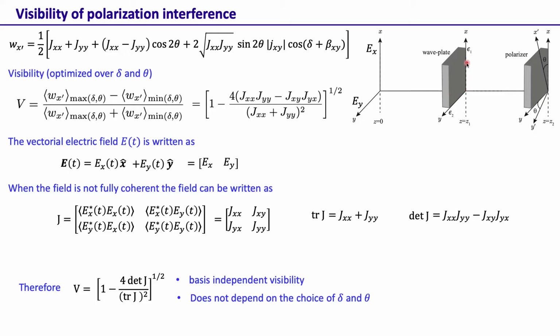It doesn't matter what phase we introduce between the two different polarizations, or where we keep the polarizer. It just doesn't depend on these quantities. So this visibility is something that is intrinsic to the incoming field, as it doesn't depend on delta and theta. Of course, for calculation of this visibility, we will need to change delta and theta and find the maximum of that quantity and so on, but once it is calculated, it has no functional dependence on delta and theta.